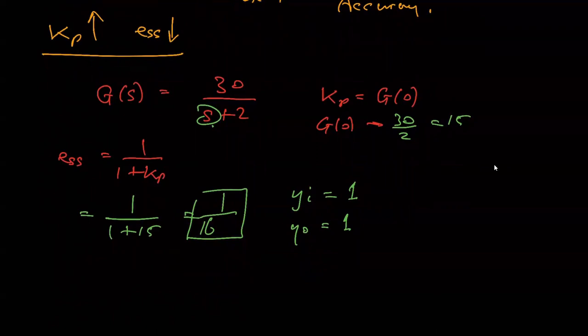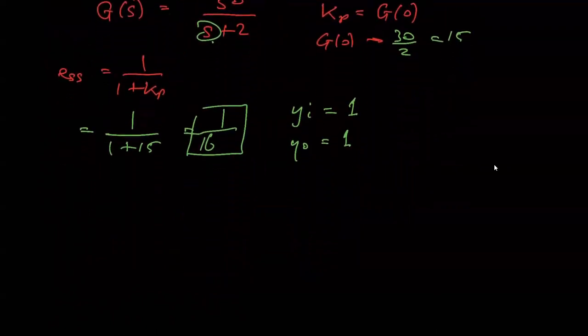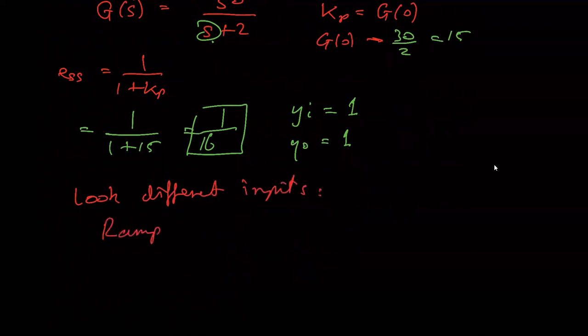So there are two other things I can do. I can look at different inputs. In particular, the ramp, which is a linear ramp, and the parabolic, which is basically the square. So I can look at these two inputs.